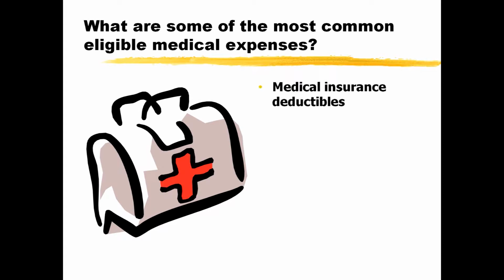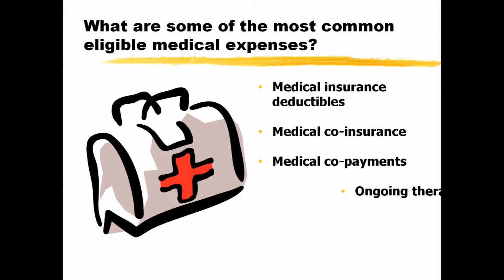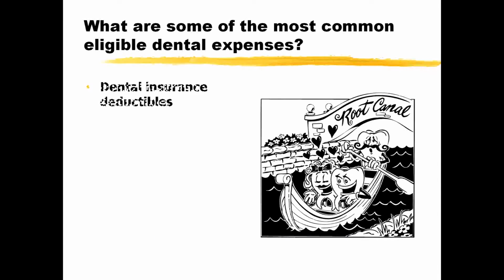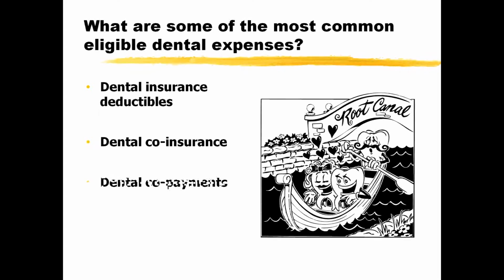Some of the eligible medical expenses that they're used for are deductibles, co-insurance, co-pays, ongoing therapy, and regular visits or exams to the doctor. People use it for dental expenses, very similar to medical, in that they use them for deductibles, co-insurance, co-payments, and orthodontia treatment.